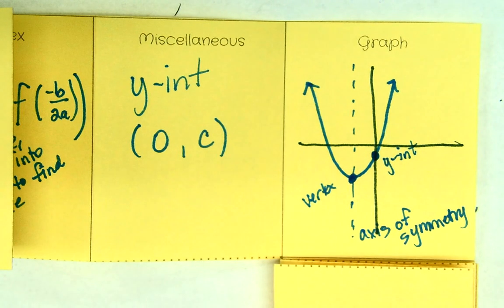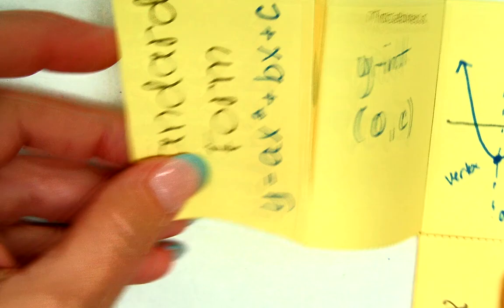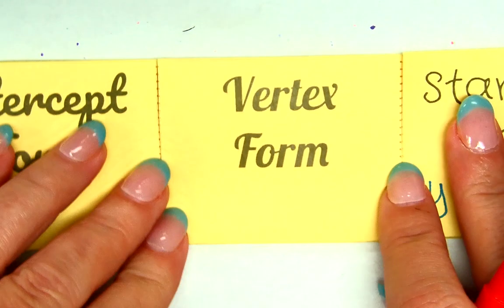Does that make sense? Any questions about that? Any questions at all about standard form? You good with all this for right now? Okay, we're going to close that up. And now we're just going to look at vertex form.